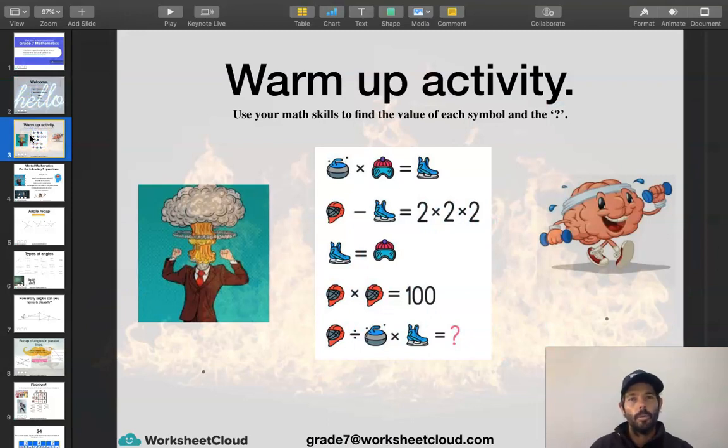There is your warm-up activity for the day. Your brains have been dormant for Saturday, Sunday, and Monday, so let's get them fired up. Use your math skills to find out the value of each symbol, and then don't forget the question mark at the end. Right, press pause, and let's see how you get on.